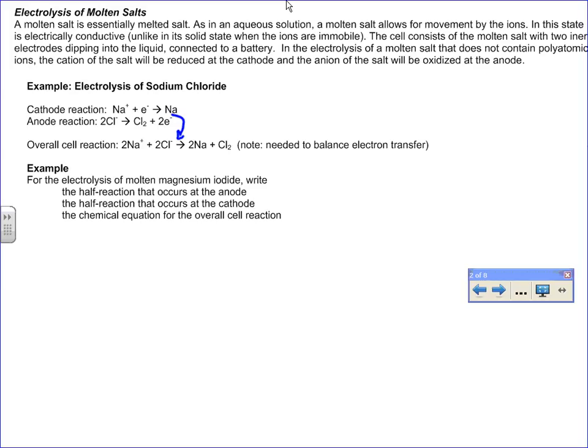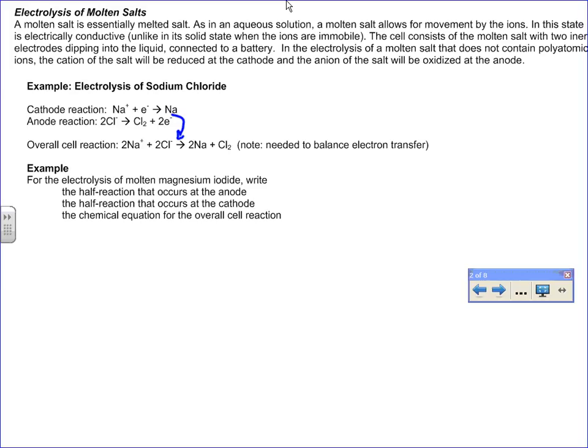To get the overall cell reaction in this electrolysis, I needed to balance the electrons, hence the sodium having a 2 in front there. So if you want to look at the electrolysis of a molten salt, what you need to do is look at each of the ions, and they're going to react to form their elements.